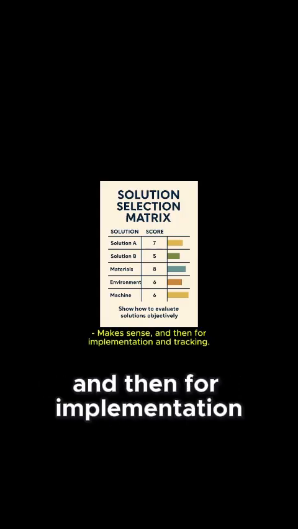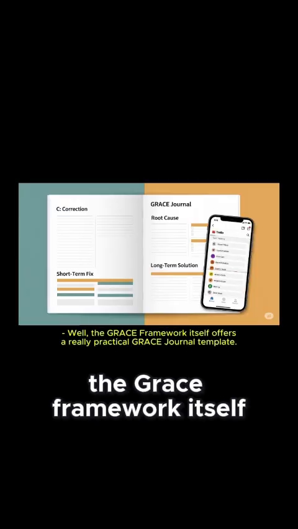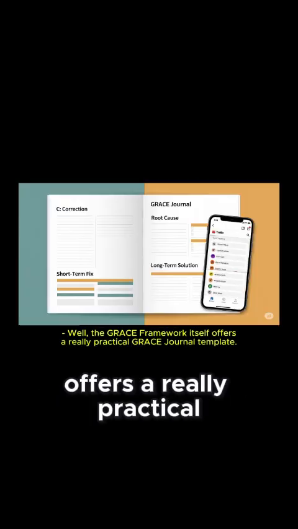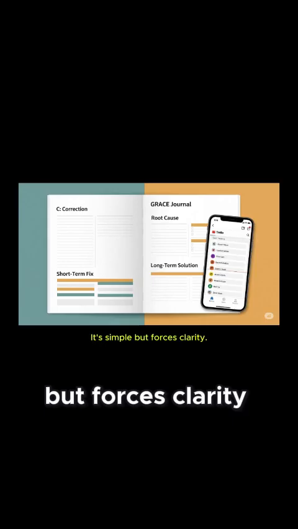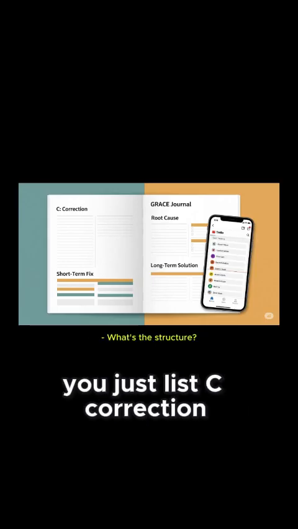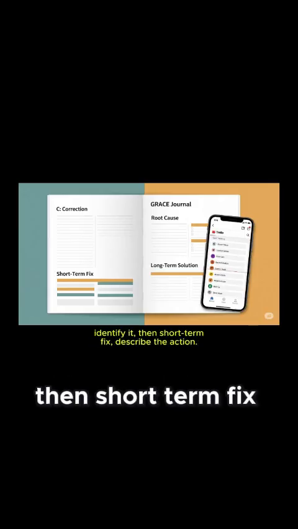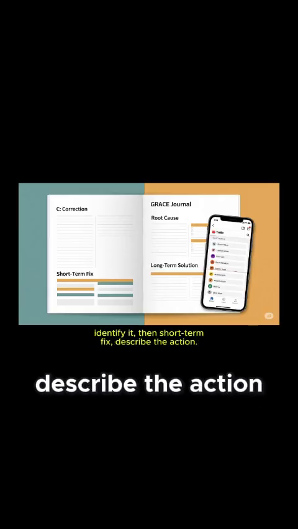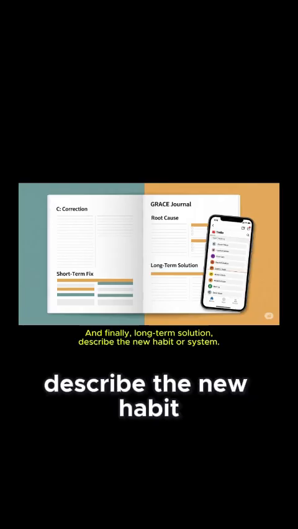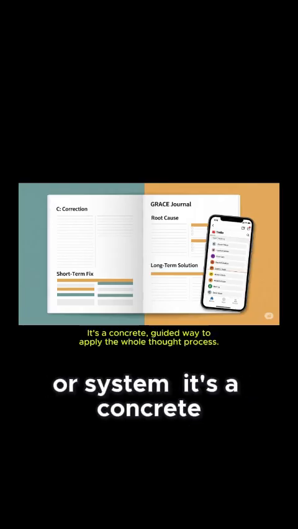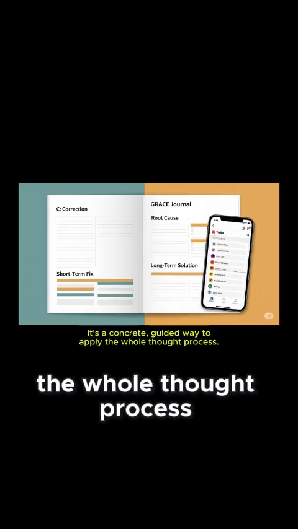Makes sense. And then for implementation and tracking. Well, the GRACE framework itself offers a really practical GRACE journal template. It's simple, but forces clarity. What's the structure? You just list C, correction. Then root cause, identify it, then short-term fix, describe the action, and finally long-term solution, describe the new habit or system. It's a concrete, guided way to apply the whole thought process.